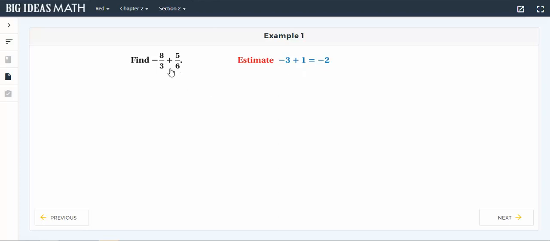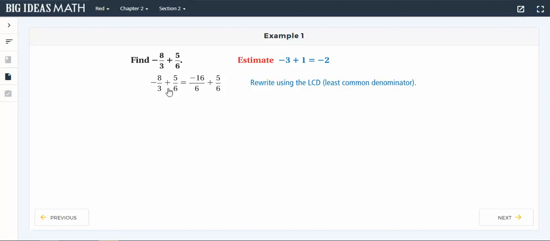So we're going to say that 3 goes in 8 twice, and that's 6, and then it's 2 thirds, so it's more than half. So we're going to estimate that to be -3. We're going to say this 5/6 is really, really close to 6/6, or 1. So -3 plus 1 should be really close to -2. So we're looking for that kind of an answer.